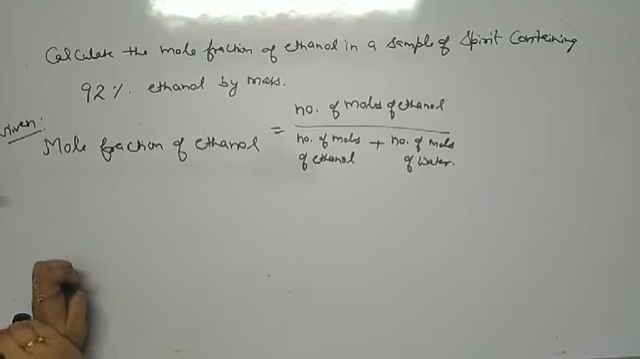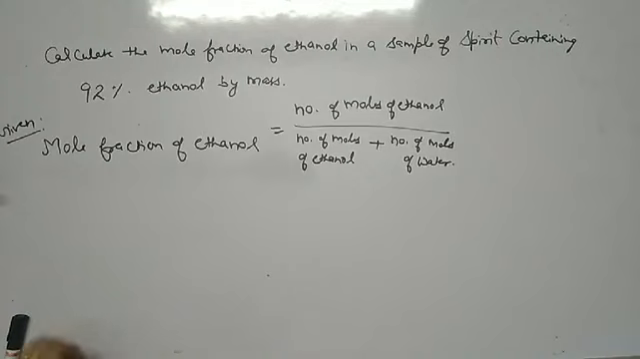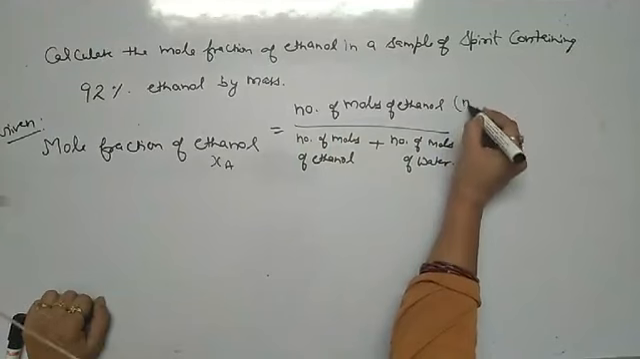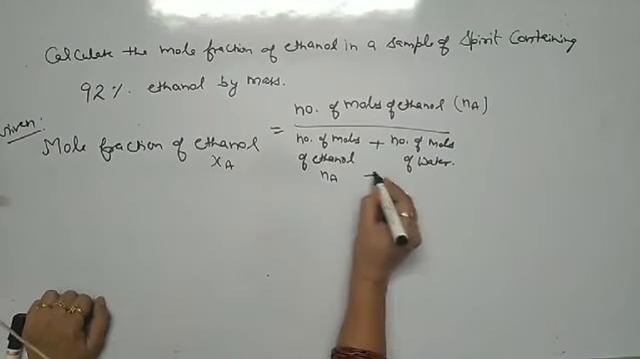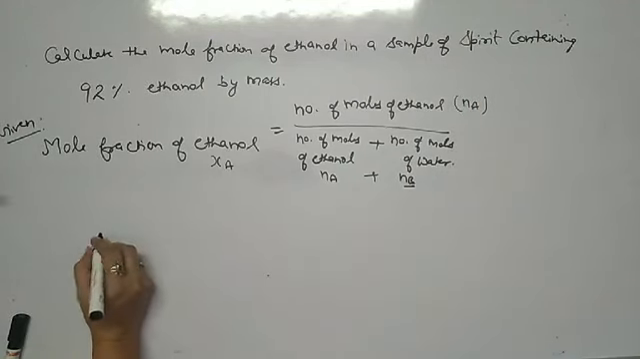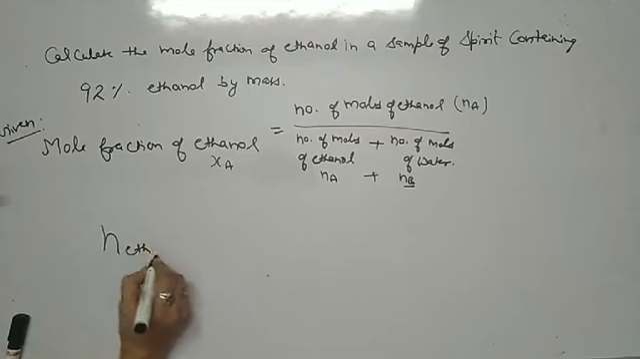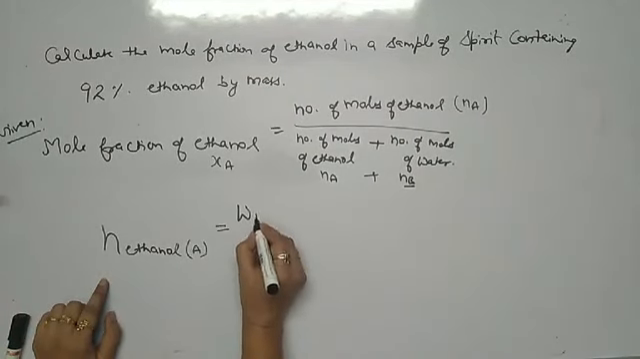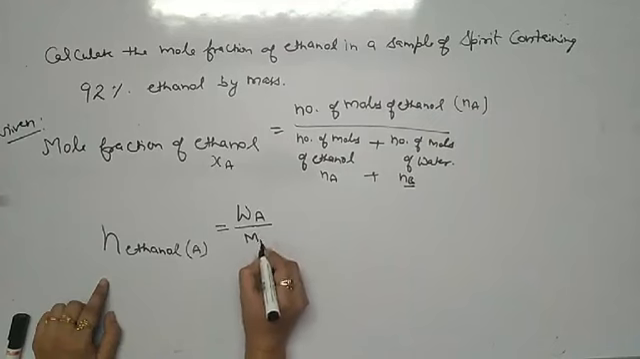Is it clear or not? Yes or no, beta? So this one is your XA, this one is your NA, this one is your NA plus NB. Do you get this point or not? Now, how can we find out the NA, number of moles of ethanol, that is A? How can we find out? By our formula, mass of the solute divided by the molar mass.